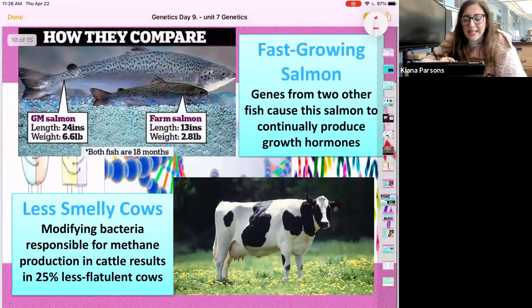So let's take a look at some examples of genetically modified salmon versus farm salmon. So we can see the genetically modified salmon measures 24 inches in length versus the farm salmon is only 13 inches. So this one is a lot bigger. The weight of the farm salmon is only 2.8 pounds, whereas the weight of the GM salmon, wow, it's 3 times as much, or excuse me, a little over twice as much. Wow. This fast-growing salmon combines genes from 2 other fish, which cause this salmon to continually produce growth hormones. This is a boon for the salmon industry. This is making people some money.